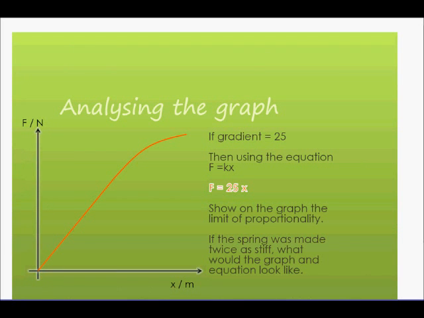Analyzing the graph. Okay, so we've got this thing here. I want to know if the gradient is 25, then using the equation, we can get that formula. So for any x, we can find any F. Any F, we can find any x. What's the limit of proportionality? It's when it starts being no longer a straight line. The spring was made twice as stiff. What would the graph and equation look like? Twice as hard to extend at the same distance, so this would then go up to 50. The gradient must then be steeper, twice as steep.